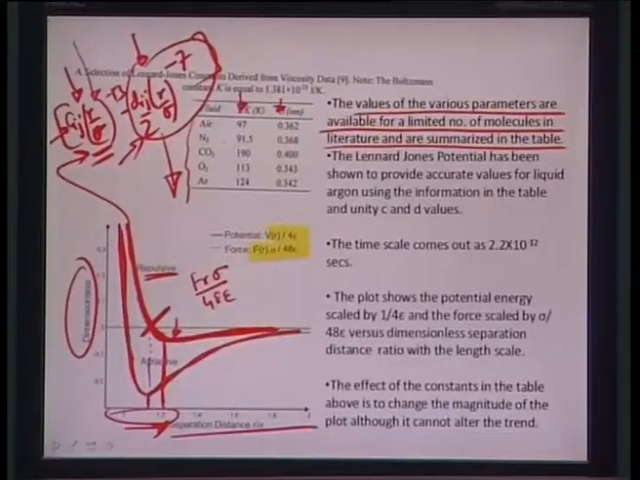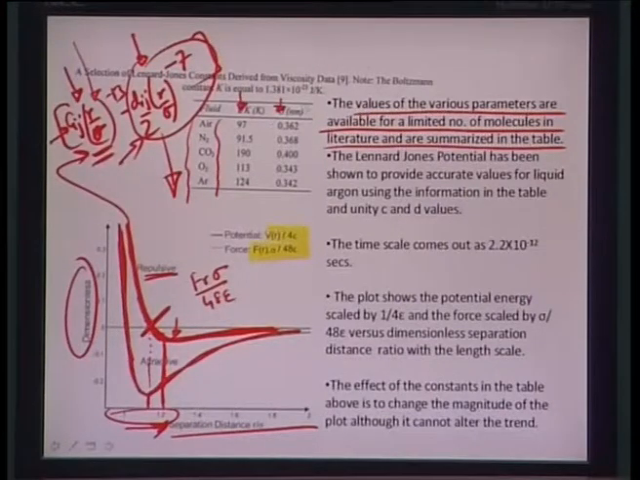Some of them are illustrated here in the table. For example, in the case of air, the energy scale per unit Boltzmann constant k would typically be about 97 Kelvin. For N2 nitrogen it would be about 91.5, for CO2 it is 190, oxygen it is 113, argon 124, and so on and so forth. And in terms of distance scale in the nanometer range, air molecules have a characteristic distance of 0.362, which goes all the way to about 0.342 for argon.